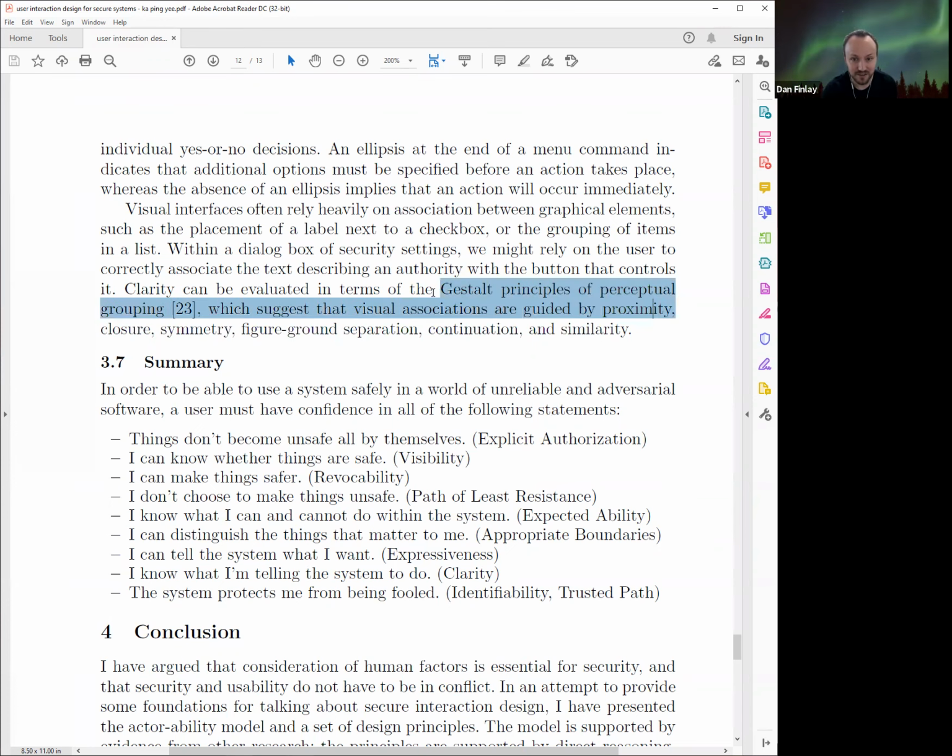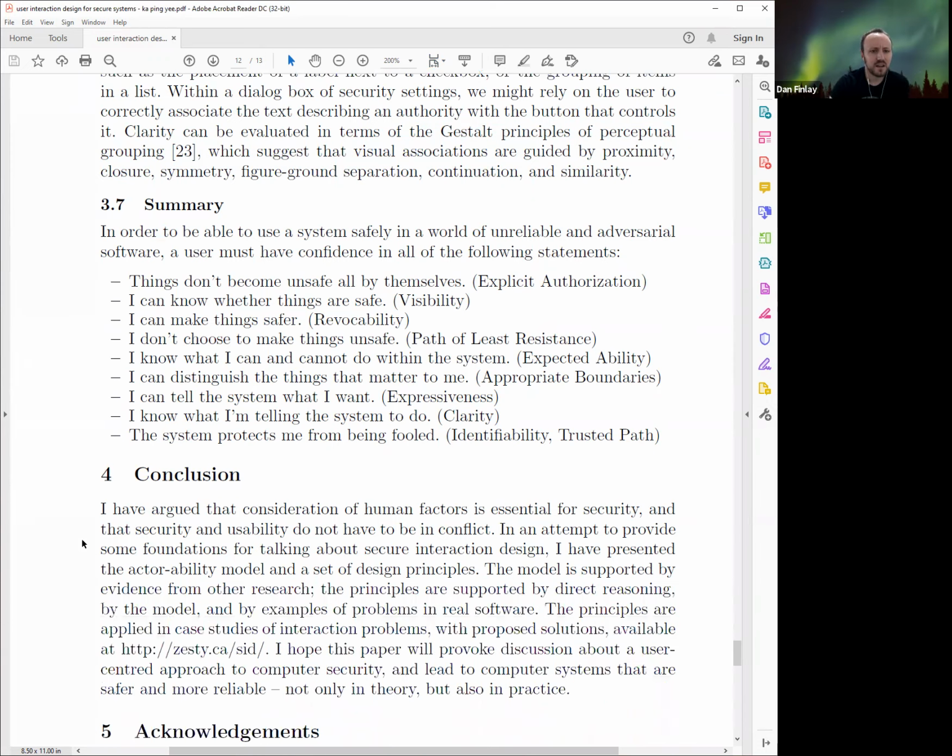continuation, and similarity. Okay, I'm going to have to look that up, because that just sounds like it's begging to be read in the future. All right.